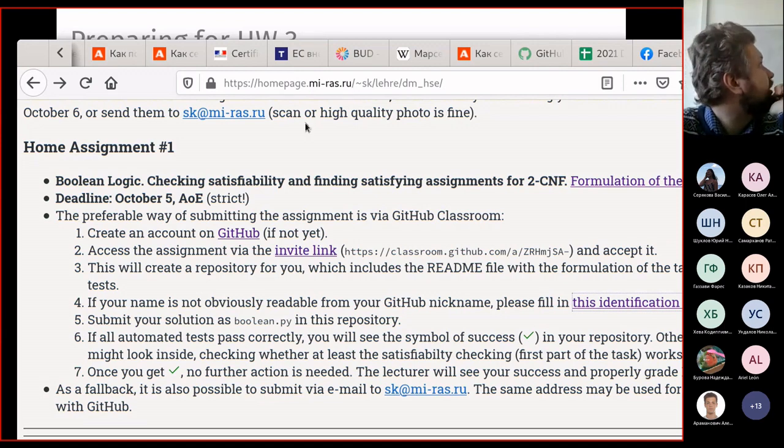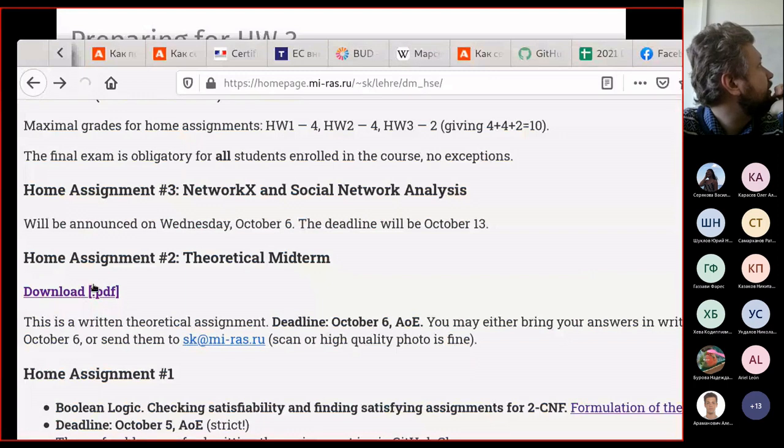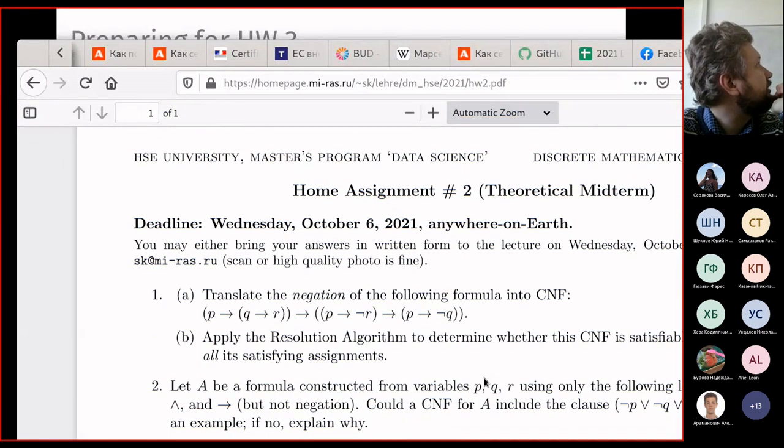Let me show the second assignment. Yes, it's here. Do you see it, right?